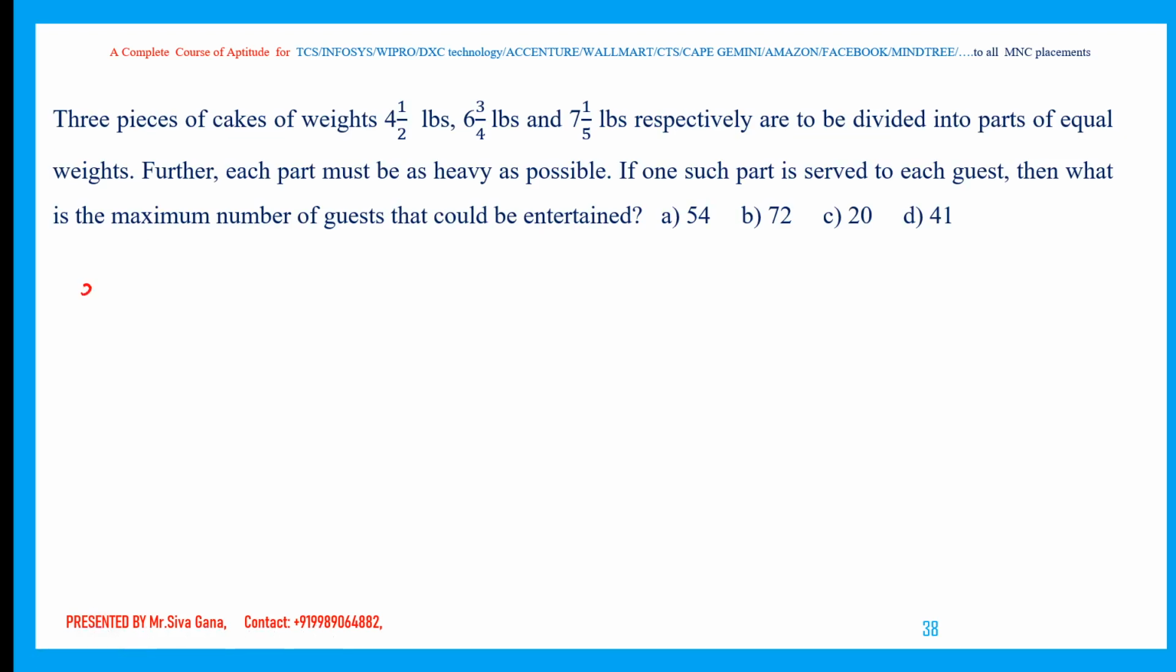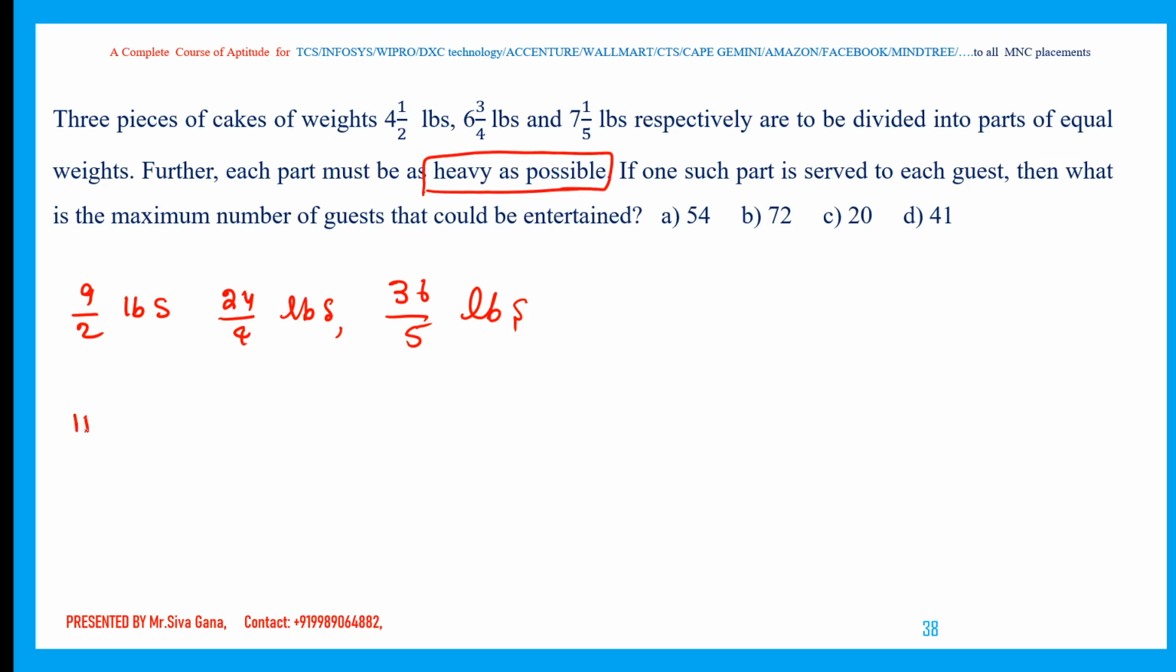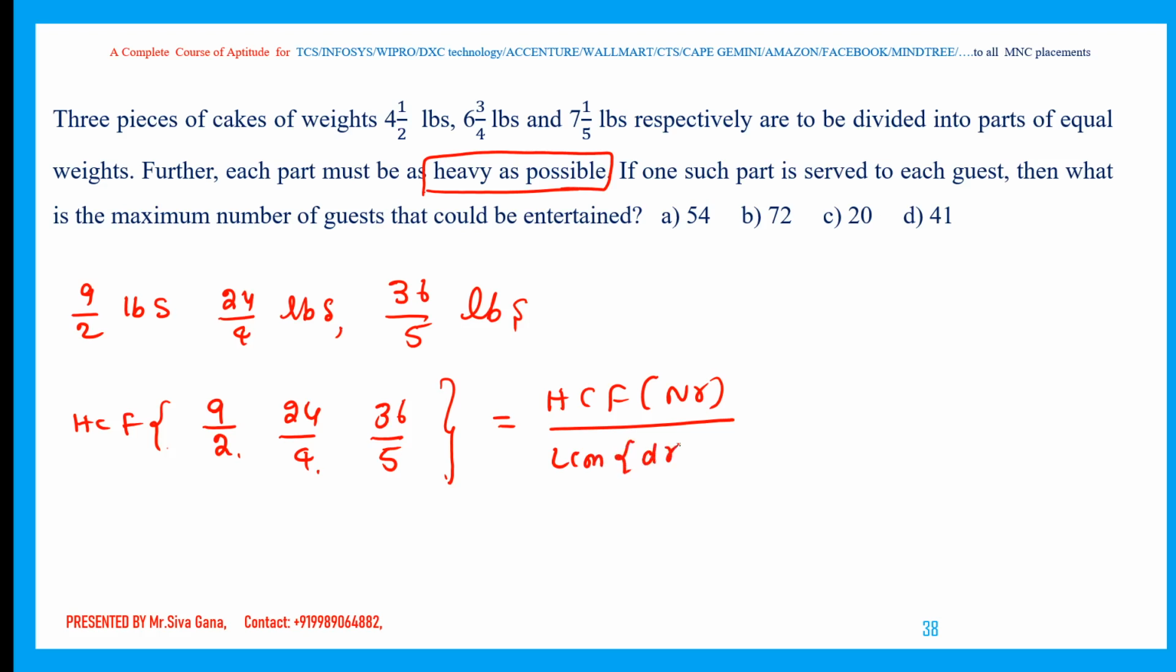Three pieces of cake: 4 1/2, which is 9/2, is the weight of the first cake. 6 3/4, which is 27/4 lbs, is the weight of the second cake. 36/5 is the weight of the third cake. These cakes we have to divide into equal parts. Each part must be as heavy as possible, which is nothing but HCF. What are we going to get? The weight of the largest possible cake that we can cut from these equally. The HCF of fractions is the HCF of the numerator terms divided by the LCM of the denominator terms.